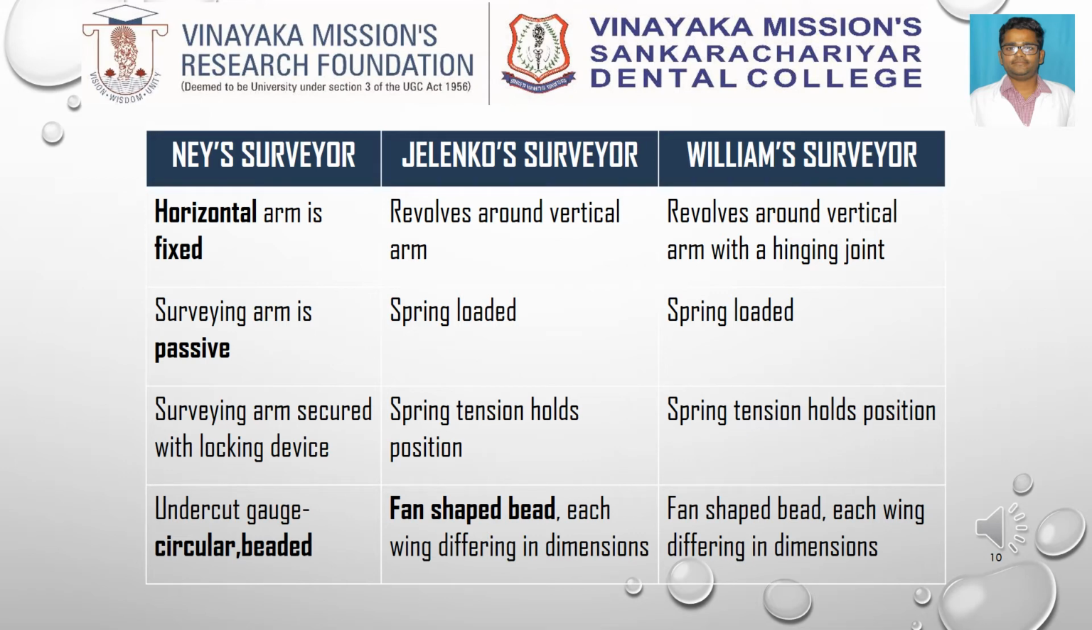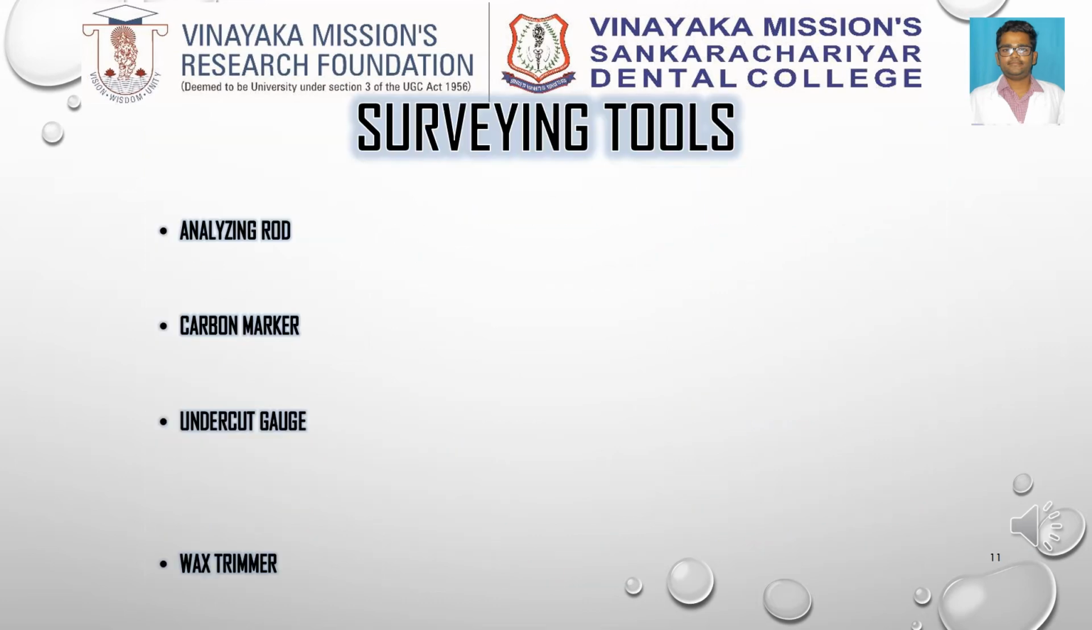When we check the locking device, the surveying arm is secured with a locking device in the case of the Nace surveyor, whereas in Jelenko's and Williams surveyors, the spring tension holds the position of the surveying arm. Coming on to the undercut gauge, in the Nace surveyor we have a circular and beaded one. In Jelenko's and Williams you have a fan shaped bead which helps us to measure the undercut.